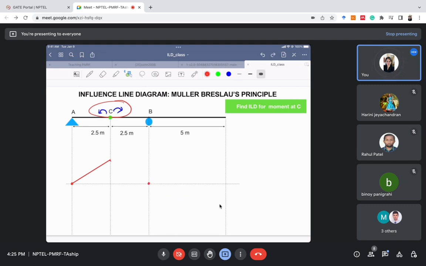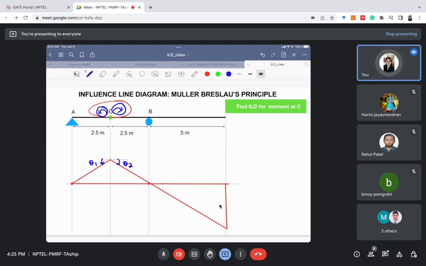After drawing the deflected shape, just make sure that your rotation part is satisfied. Just join everything. So this is the ILD for bending moment at C. I'm just showing you that this part is rotated in this manner only. So we have to rotate these two parts in the given manner. So let's call this theta 1 and this theta 2.